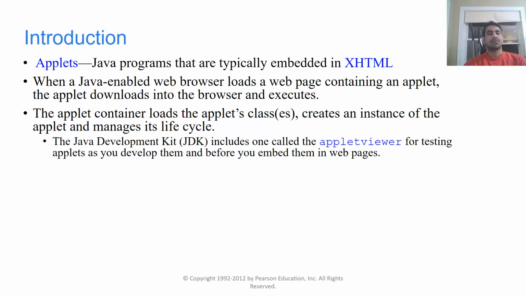Okay, the first one is the introduction. What is an applet? An applet is a simple Java program that is typically embedded, or programmed, in an XHTML document. XHTML is nothing but an advanced version of HTML with some more features covered. That's why it is called XHTML. X stands for Extensible Hypertext Markup Language.